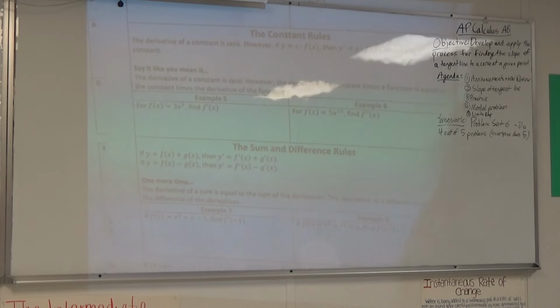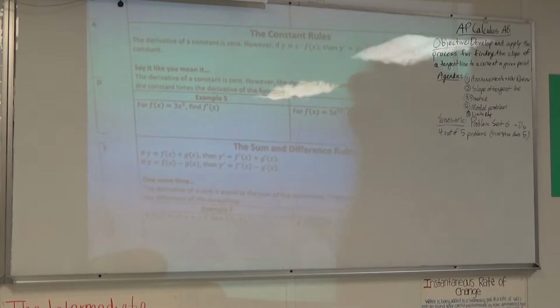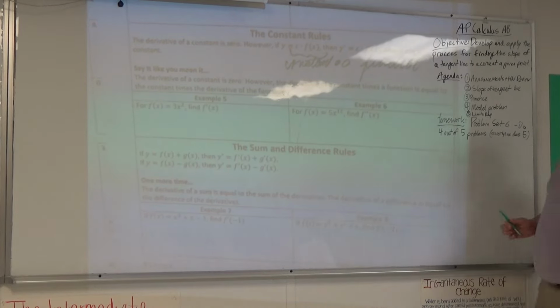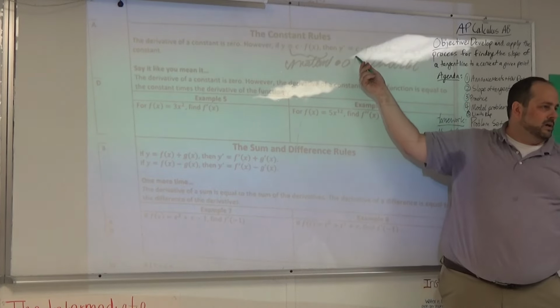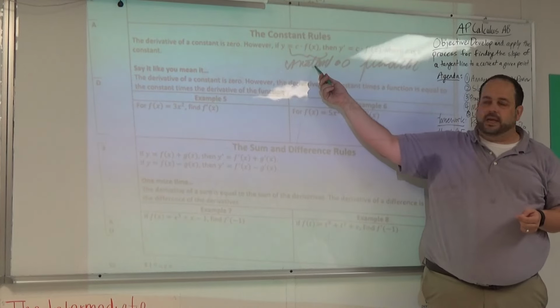First is that the derivative of a constant is 0. Constants aren't changing. If I asked you to graph a constant, the function is horizontal, the slope has to be 0. So it is true that the derivative of a constant is 0. However, if you have a constant times a function, this is one I want to make a big deal about. Then the derivative is found by just leaving the constant alone times the derivative of the function. Just leave that constant alone if it's multiplication.